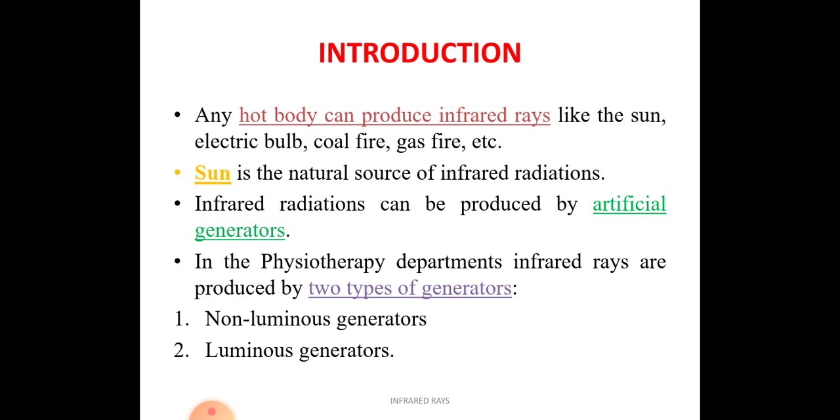Luminous means it is bright, like in Hindi or other languages it is known as Tejasvi. So it is producing light also. Luminous means it is producing light, and non-luminous means it is not producing light, meaning visible light. So non-luminous is not producing any visible light, only IR. Luminous is producing IR as well as visible rays.